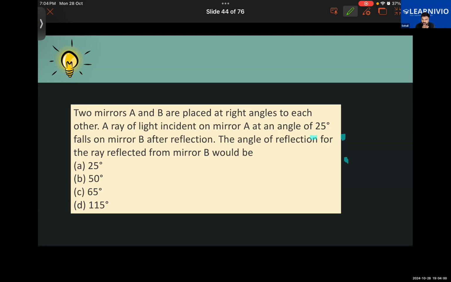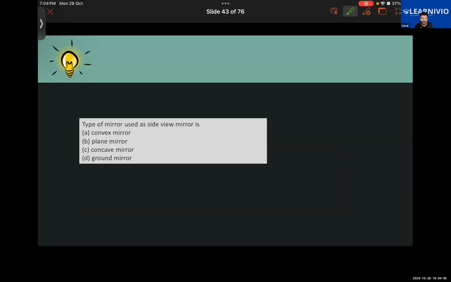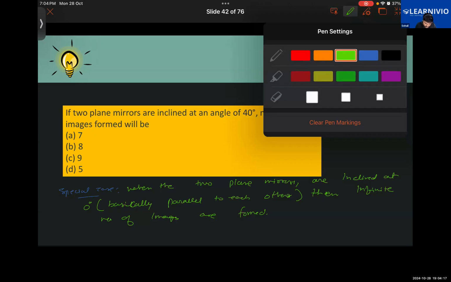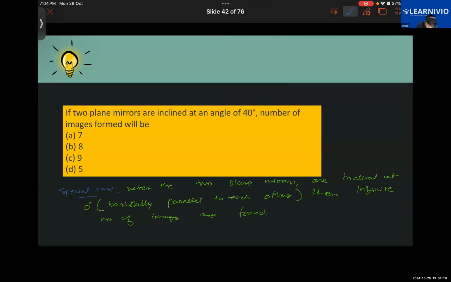Yes, Chakrika, we are going to do some more questions. Do you guys want to do some more questions on the calculation of the number of images? Yes, sir. Okay. So I will just change the values here. See, if they are inclined at 72 degree, then tell me the number of images formed here.